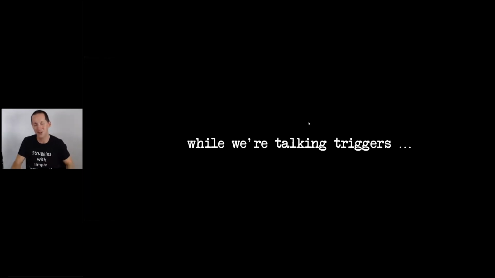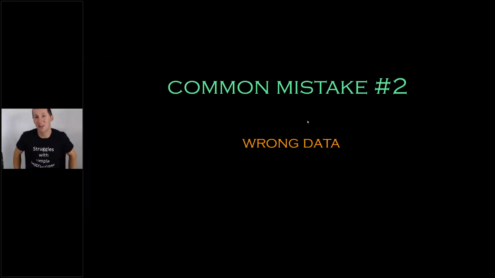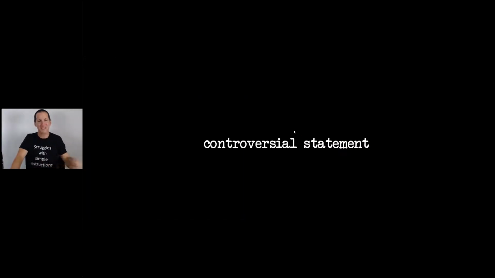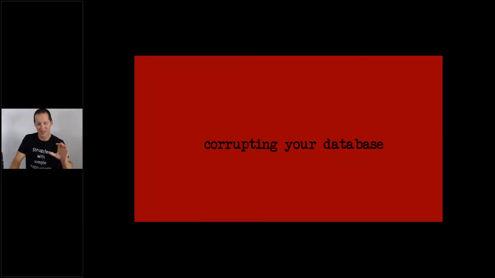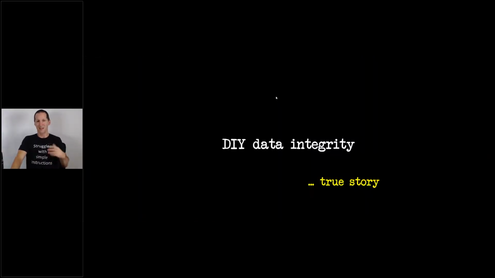Now, while we're talking triggers, let's move on to common mistake number 2, and that is wrong data. Now, here's a controversial statement, just to hopefully keep ourselves going through the webinar. We're just over 20 minutes in. Triggers are possibly corrupting your database. They are a classic way to corrupt your database. And the main problem is that people use triggers for what I call do-it-yourself data integrity.